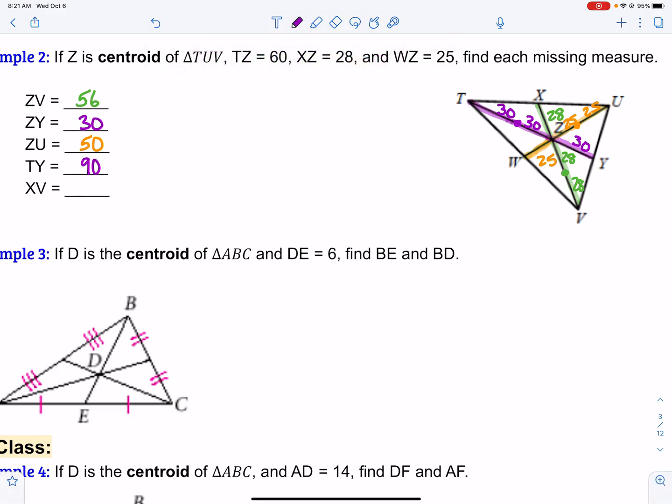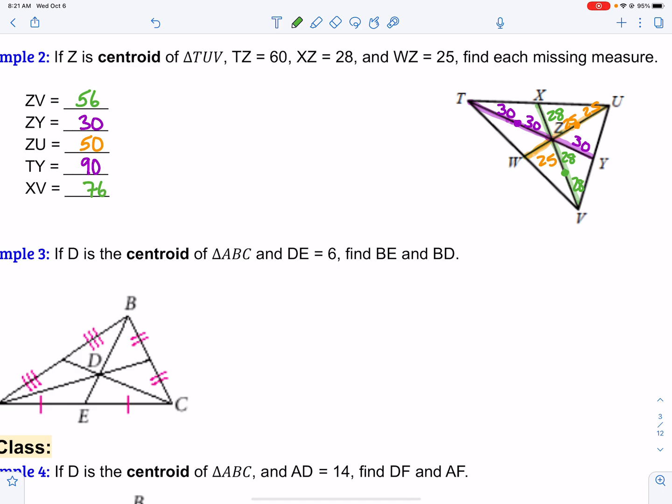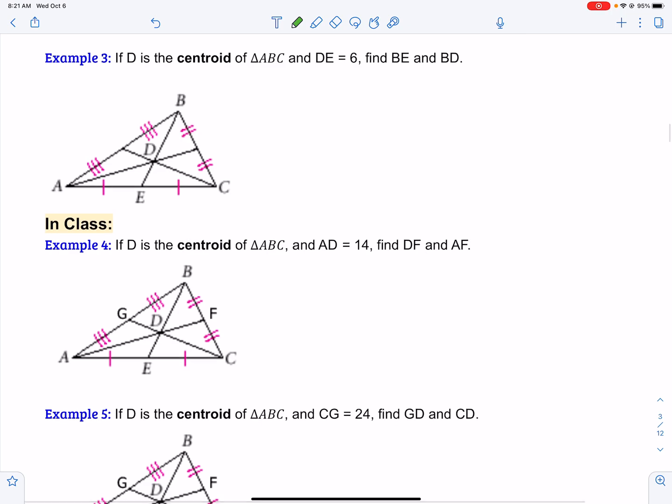And then XV is the green one. So 28 plus 28 plus 28 would be 76. No, not 76. That would be 60 plus 24, 84. Okay, let's look at one more example. So example 3 says if D is the centroid of triangle ABC and DE equals 6. So let's label DE equals 6. And they want to know what BE and BD are.